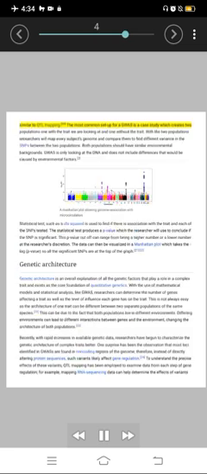The most common setup for a GWAS is a case study, which creates two populations, one with the trait we are looking at and one without the trait. In the populations, researchers will map every subject's genome and compare them to find different variants in the SNPs between the two populations. Both populations should have similar environmental backgrounds. GWAS is only looking at the DNA and does not include differences that would be caused by environmental factors.